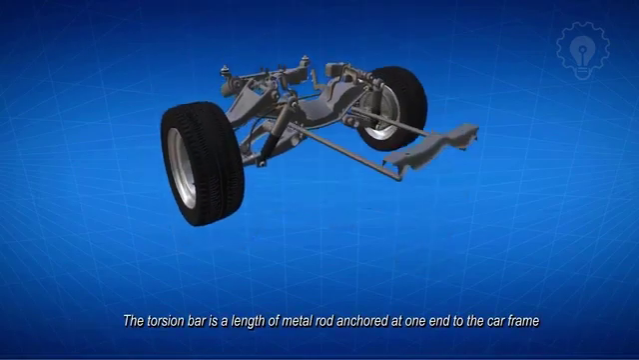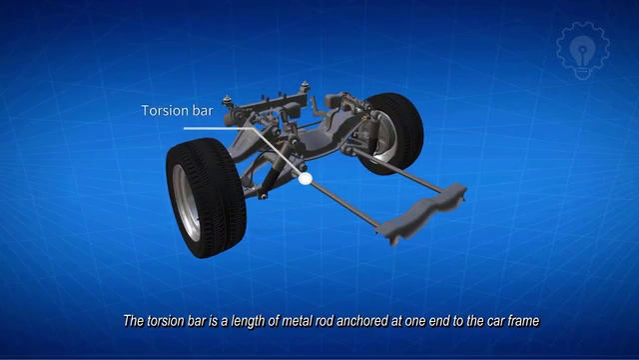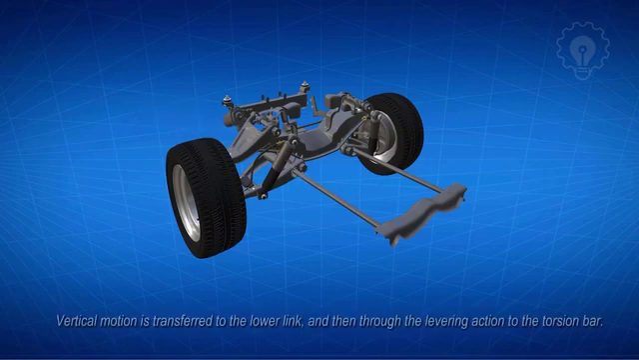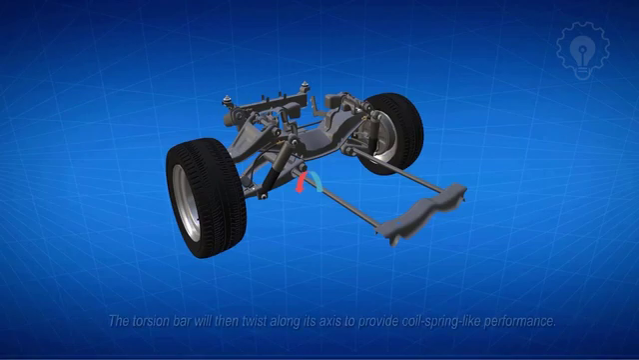The torsion bar is a length of metal rod, anchored at one end to the car frame, and at the other end to the suspension lower link, or a wishbone. When the wheel hits a road bump, vertical motion is transferred to the lower link, and then through the levering action, to the torsion bar. The torsion bar will then twist along its axis, to provide coil spring-like performance.